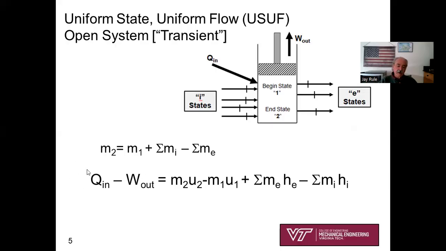Left-hand side, look at a similarity. Q in minus W out equals. Now, the first two terms I've got nailed. M2 U2 minus M1 U1. That's simply capital U2 minus capital U1. That's capital U2, the ending internal energy, minus the beginning internal energy. I got that. But then the trailing terms, I'm going to have to tell you that I have to refresh my memory frequently on. It's plus the sum of the m dot leaving H leaving minus the sum of the m dot in H in.